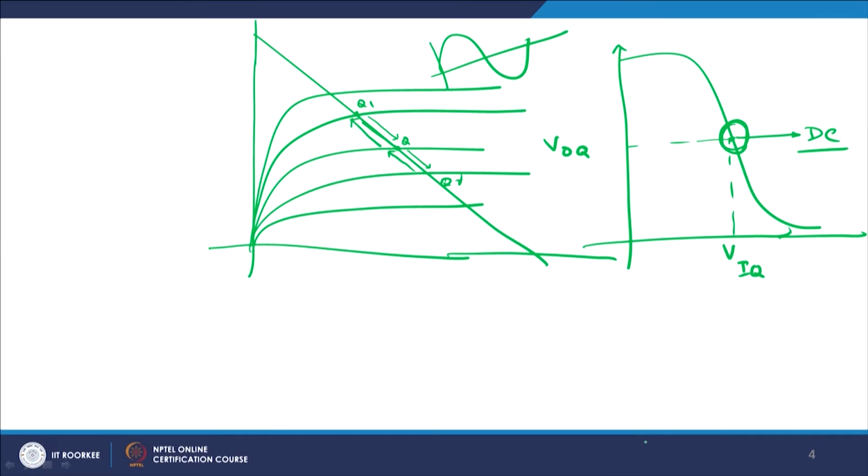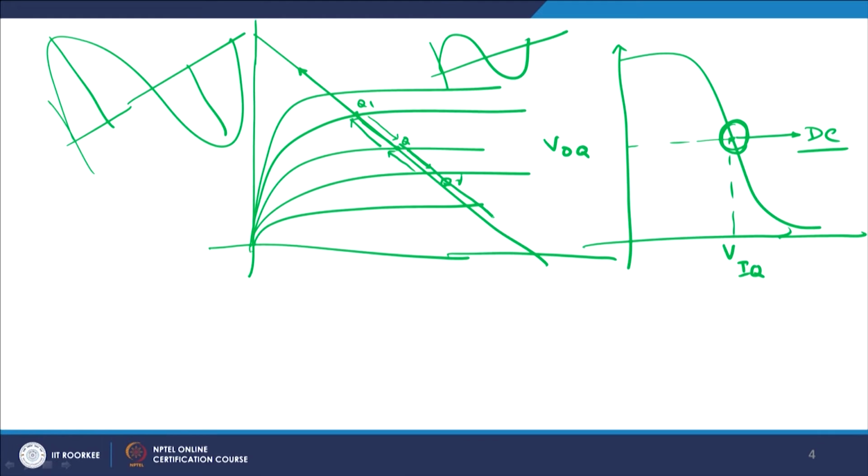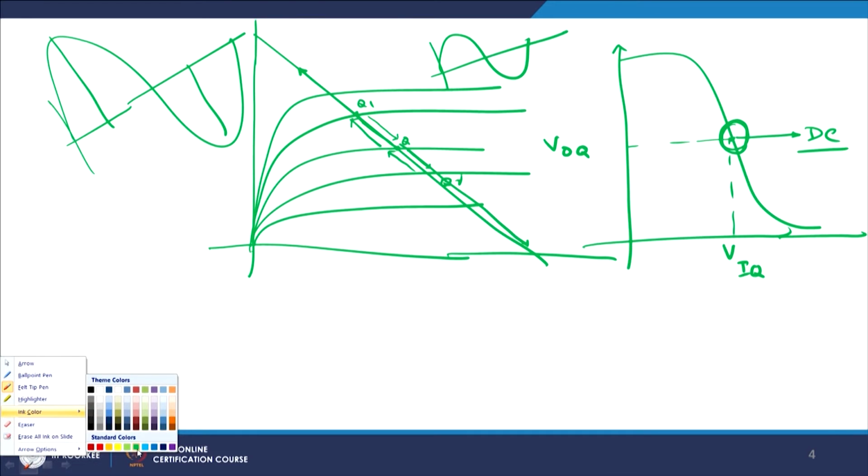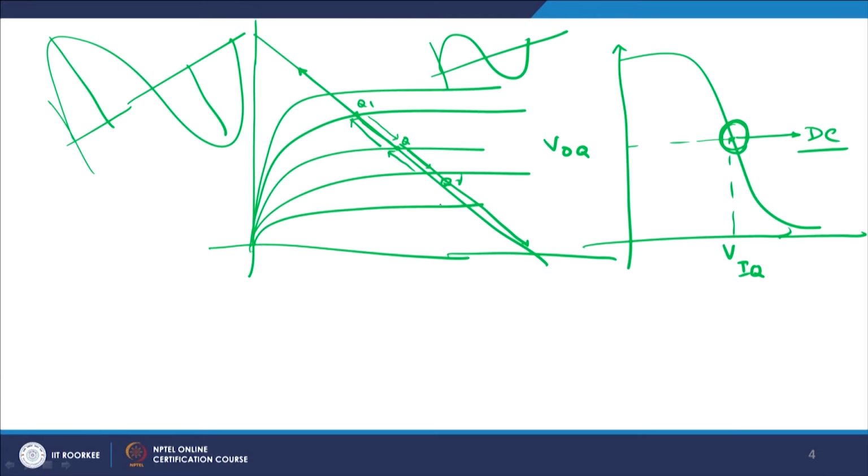But if this signal itself is a very large signal, which is this much big peak to peak, right, then rather than going to Q1 it might actually go to this place or even go to this place, fine, you getting my point. Therefore, it is quite important to add that your input signal should be as small as possible, or really small in nature.